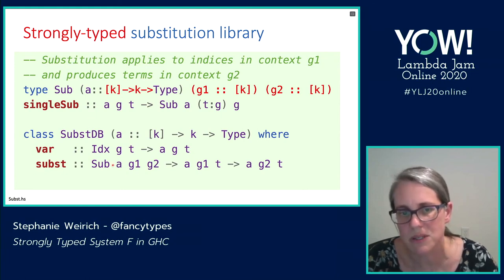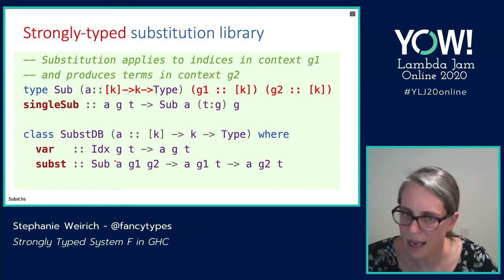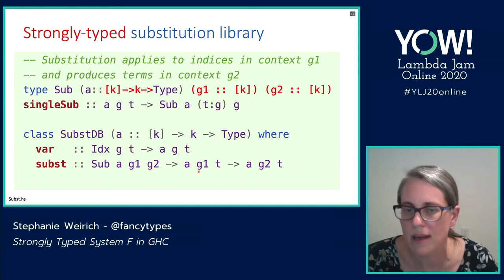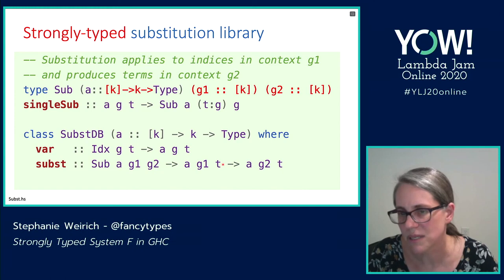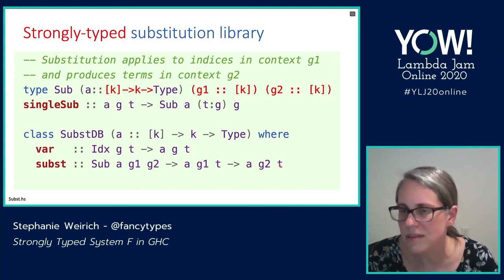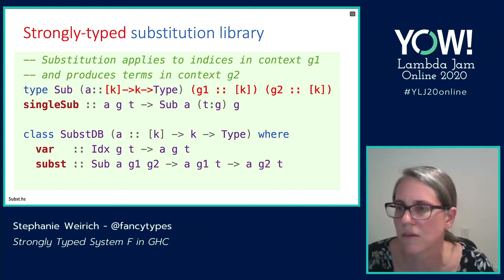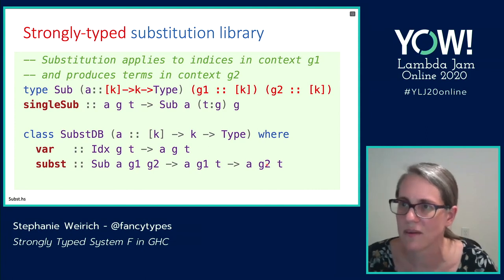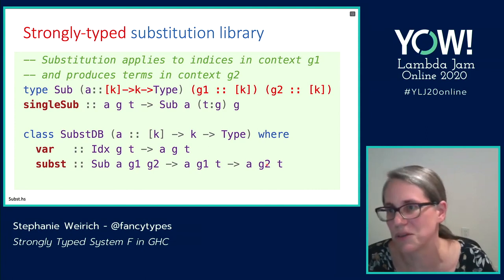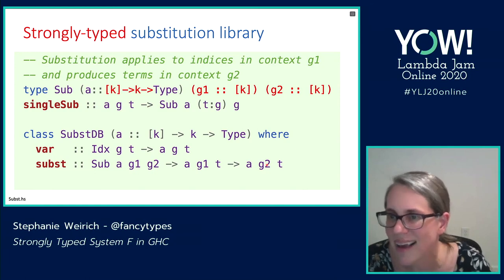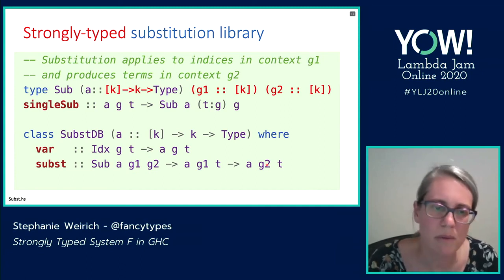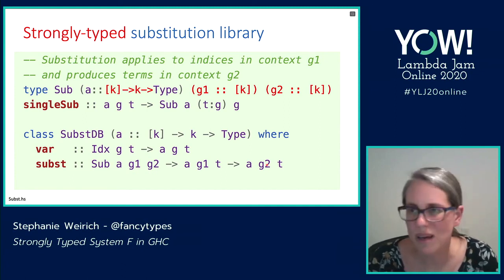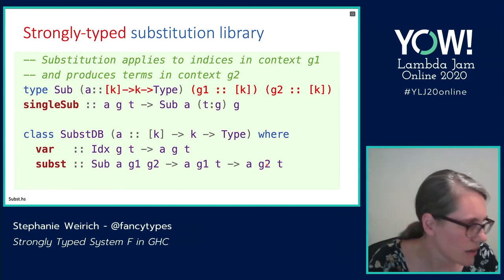So if we have a substitution of A's for G1 to G2, you should be thinking exp here for expressions here for A. That's going to give us an expression in the typing context G1 of type T, and it's going to leave the expression with the same type, but convert it to a new typing context. That's fundamentally what substitution is going to do for us.